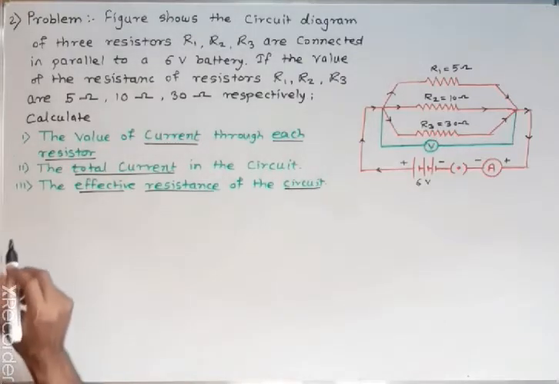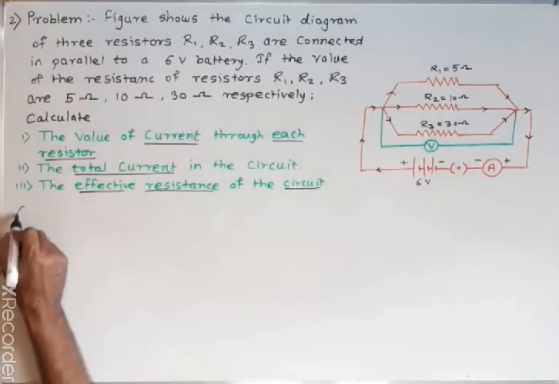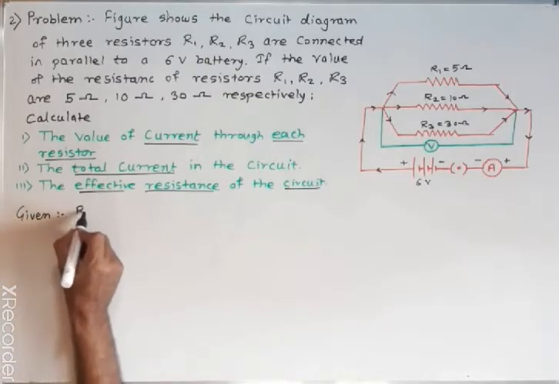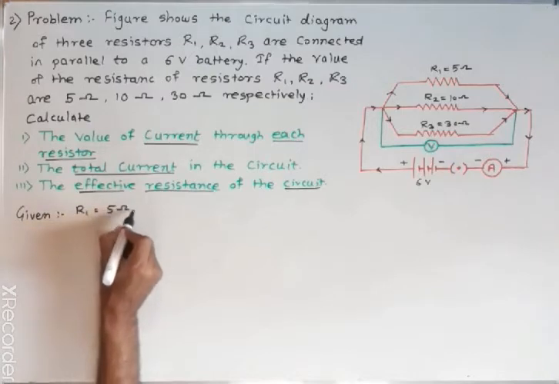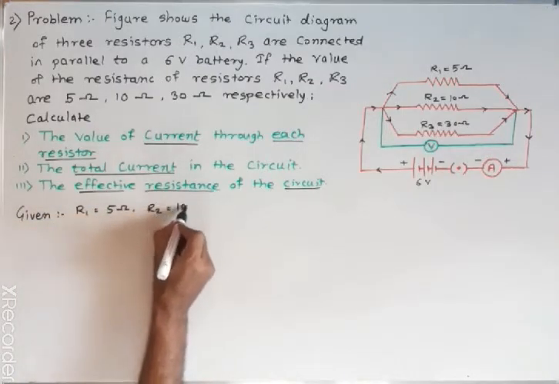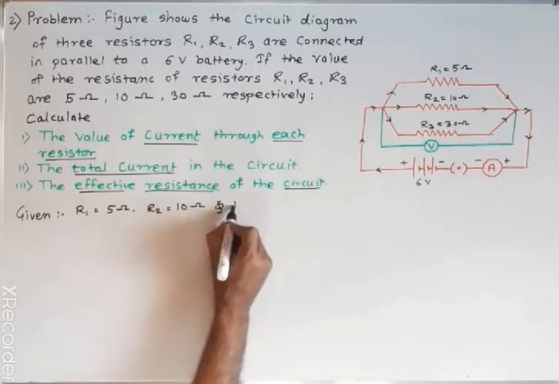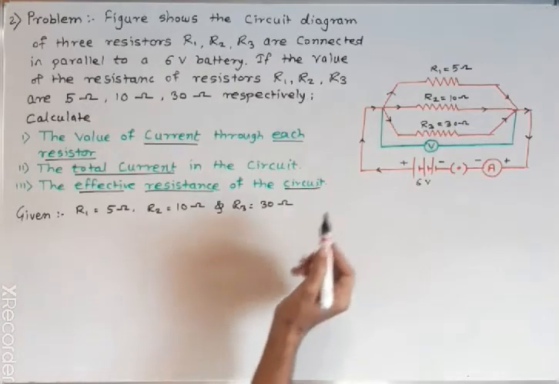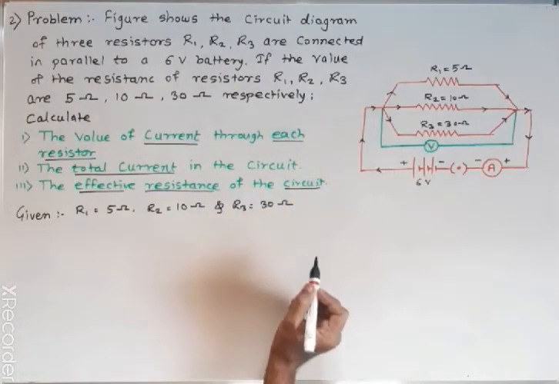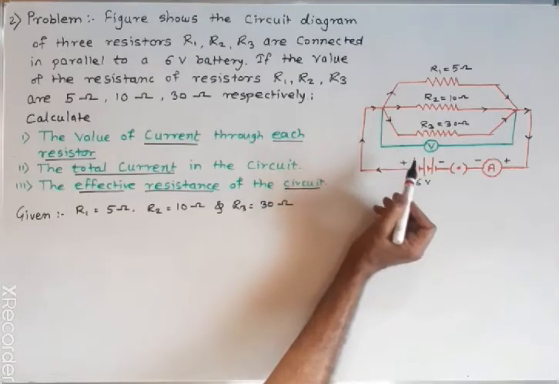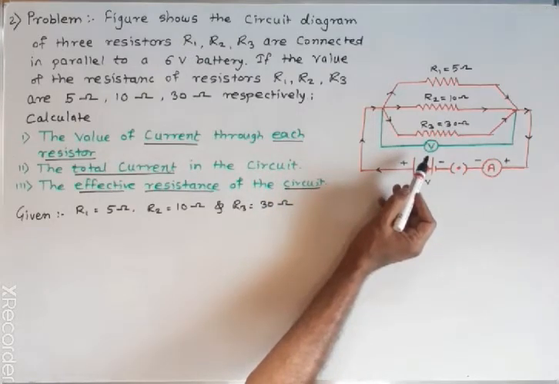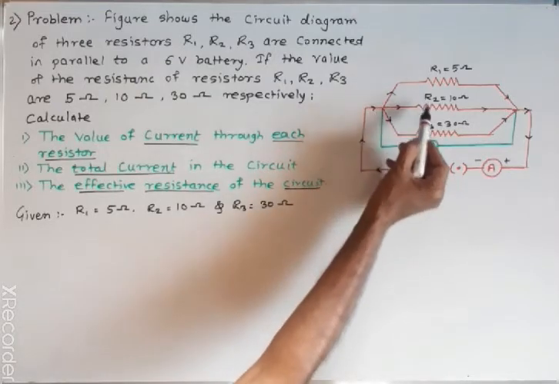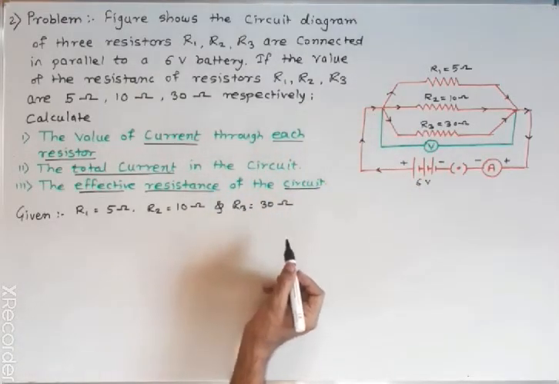So, first of all, it's given that R1 is equal to 5 ohm, R2 is equal to 10 ohm, and R3 is equal to 30 ohm. All these three resistors are connected in parallel. In a parallel combination, you are very well aware of the fact that the potential difference always remains constant across these three resistors when they are connected in parallel.